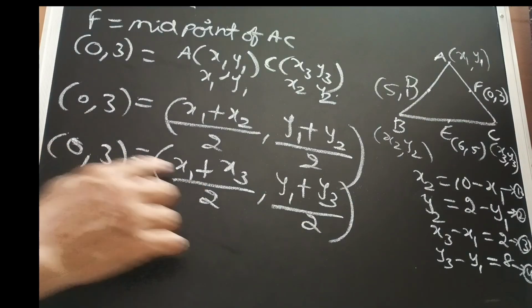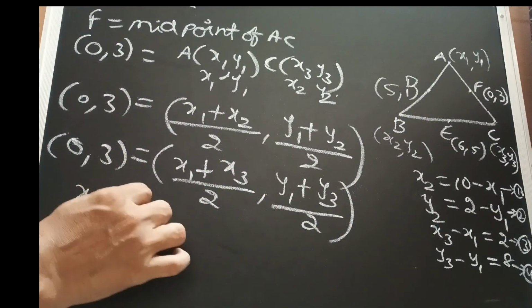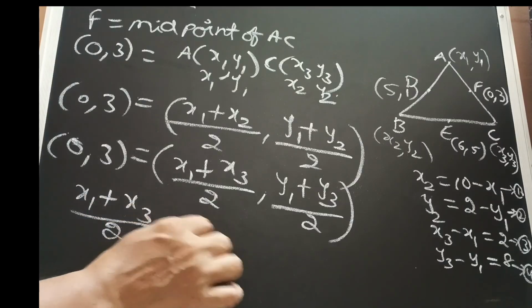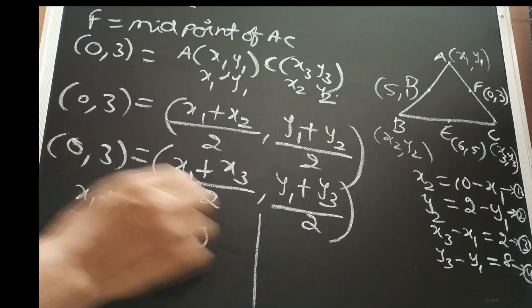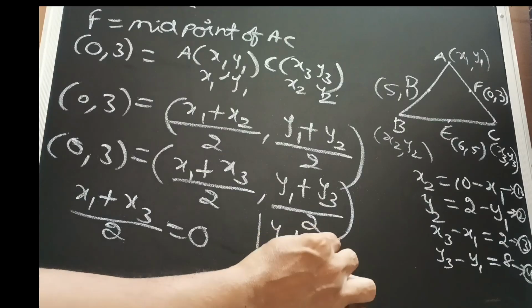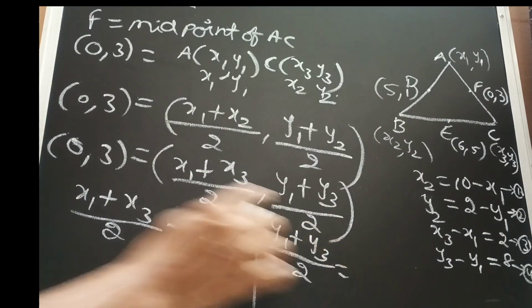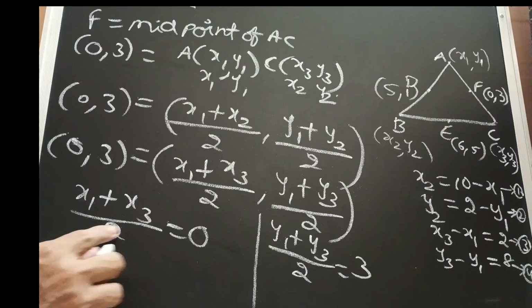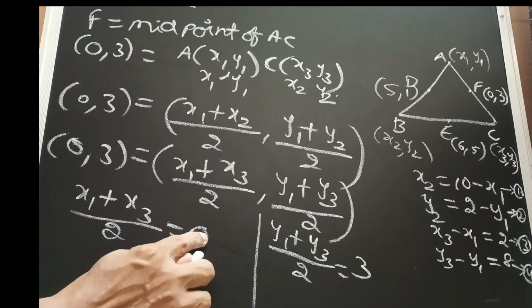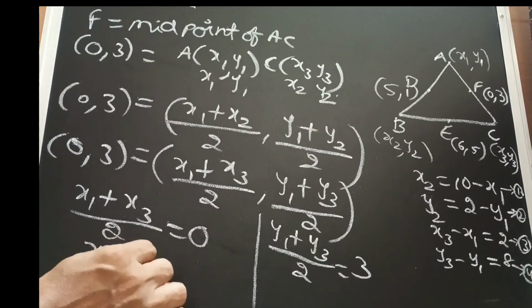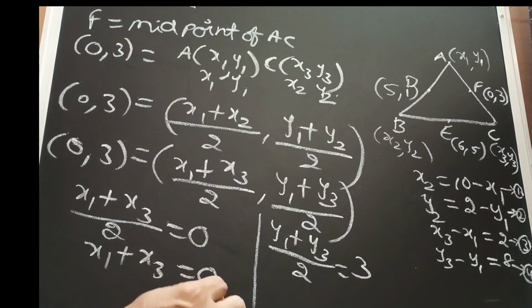Now the x coordinates are equal, which is x1 plus x3 by 2 is equal to 0. The y coordinates are equal, y1 plus y3 by 2 is equal to 3. Transposing 2 to that side, 0 into 2 is 0. So x1 plus x3 is equal to 0. Equation 5.